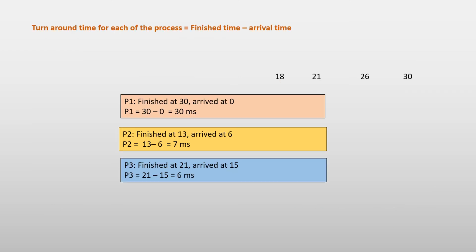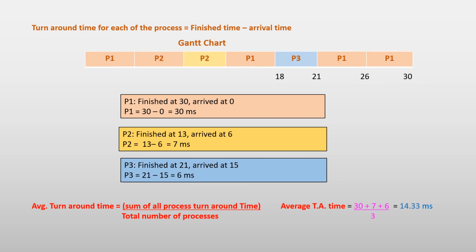Similarly, the turnaround time is calculated for each of these processes. P1 finished at 30 milliseconds and arrived at time 0, so 30 milliseconds. P2 finished at 13 milliseconds and arrived at 6 milliseconds, so the total time it spent in the system was 7 milliseconds. Similarly, P3 spent 6 milliseconds, so the average turnaround time is 14.33 milliseconds.